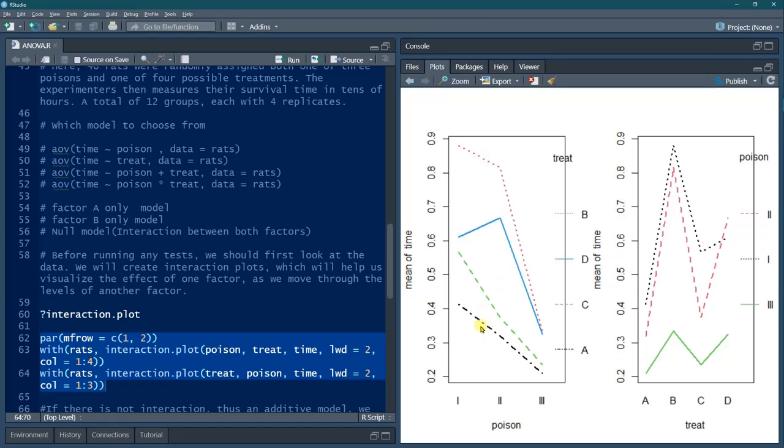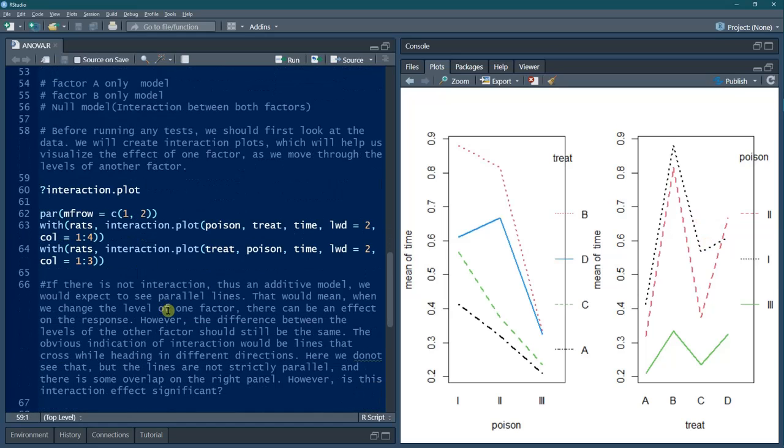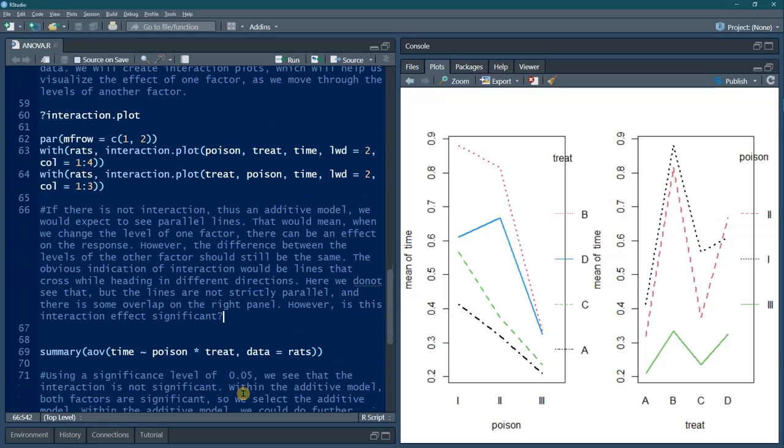These lines are not crossing each other. This is what we should see. If they are crossing somewhere, that means this interaction is important. Then we can go for the actual Anova. Now for the summary of Anova, we will take time as a function of poison interaction with the treat. So we'll use this.